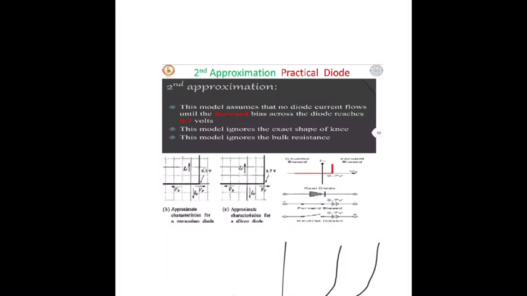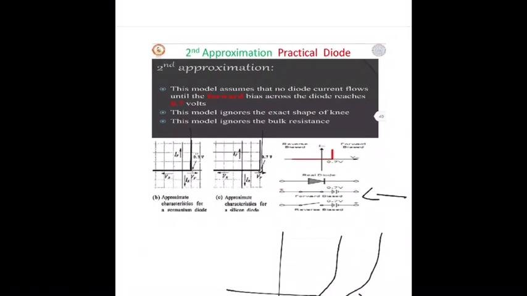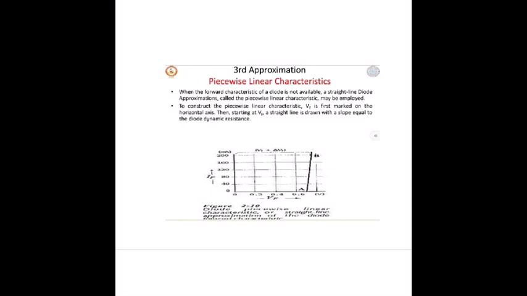You can see here it is also called a real diode. So here, the graph you can see here, once it reaches 0.7 it starts conducting. Germanium 0.3, silicon 0.7. So that is what. So coming into a third approximation, it is the piecewise linear characteristics.